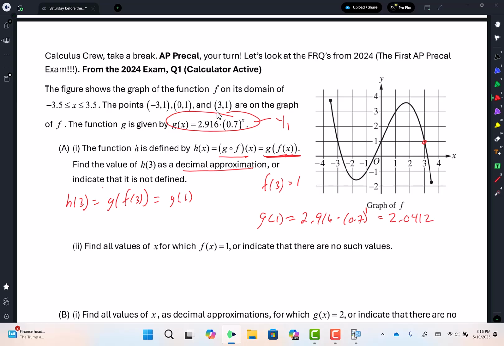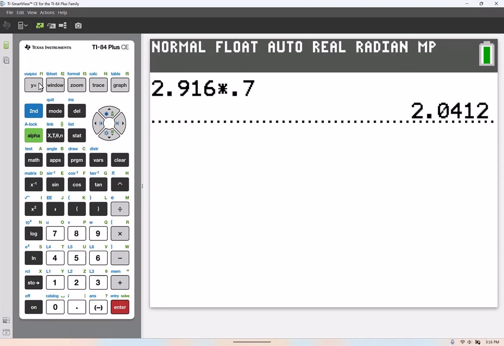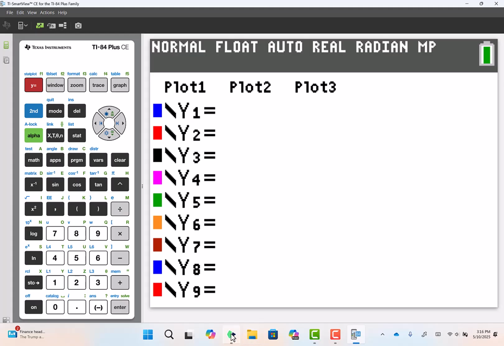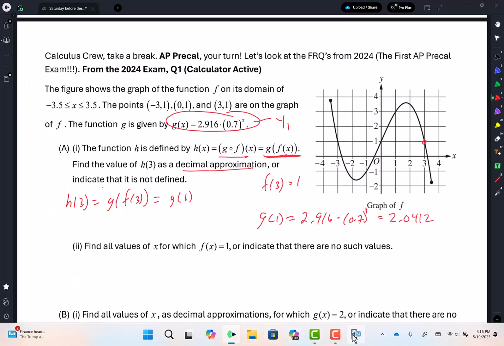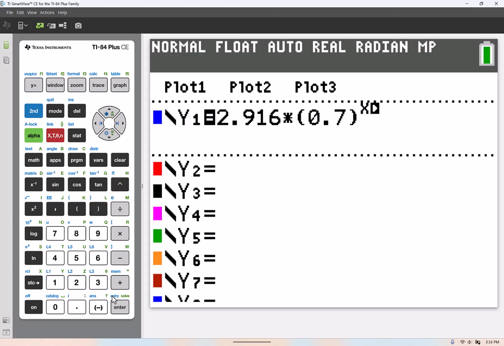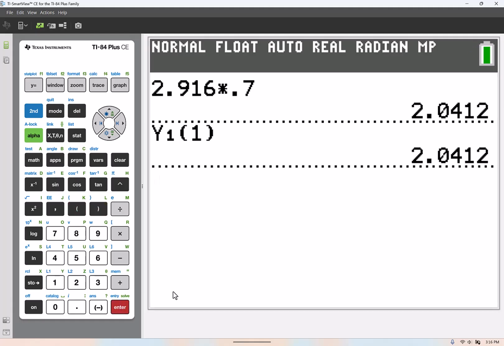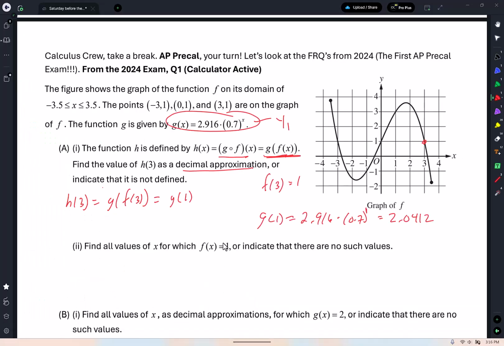You could have also typed this in, like I said, I typed that into y1, guys. So if you type 2.916 times 0.7 to the power x into y1, and there it is. I could have gone to the home screen and gone alpha trace, y1 evaluated at 1, and voila. So there it is, 2 ways to do it. And let's go to the next one. Or maybe I would make a statement here that h of 3 is nothing more than 2.0412.